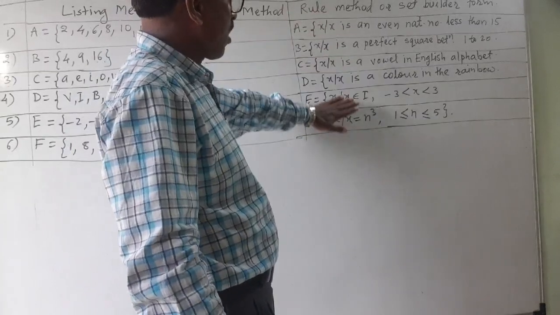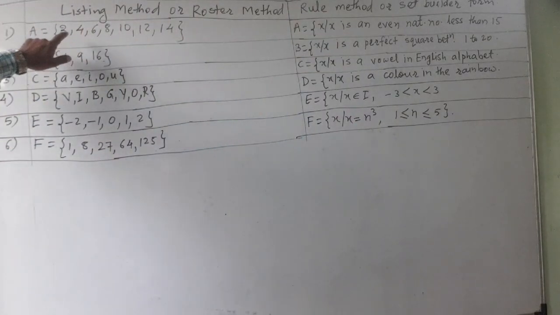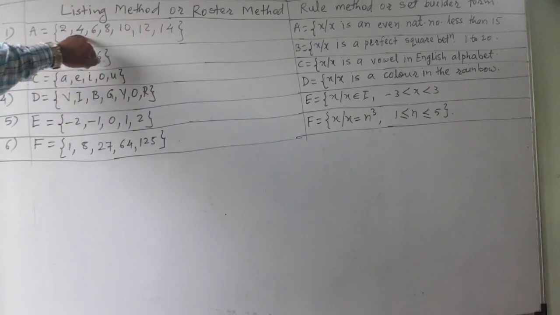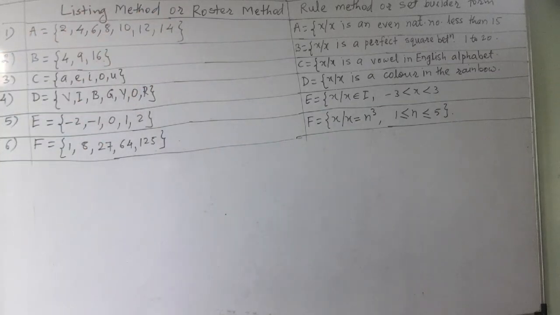Rule means the law. Now first example is taken, listing method. These are the elements in the set which are listed here: 2, 4, 6, 8, 10, 12 and 14. Set A is 2, 4, 6, 8, 10, 12, 14. So those are the even numbers.